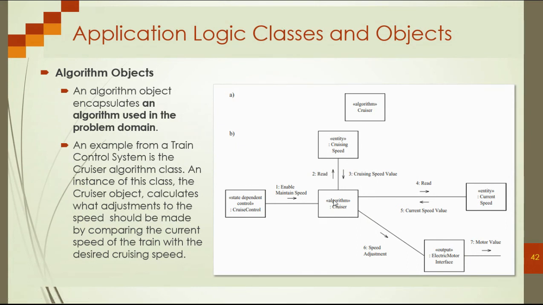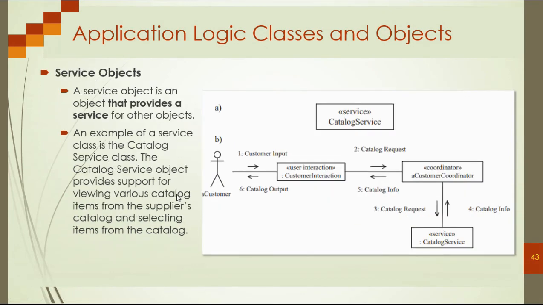So as we see here, we separate the algorithm from the data. We have some other objects, the entities, we have state dependence, so we have output. So we separate our algorithm in the algorithm object.